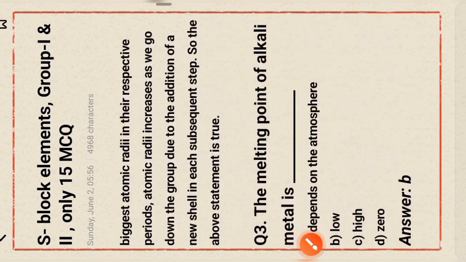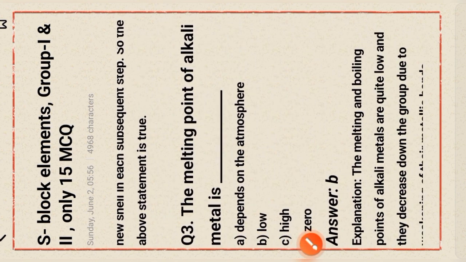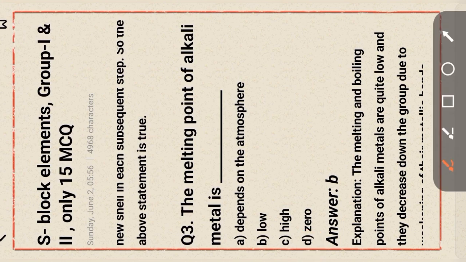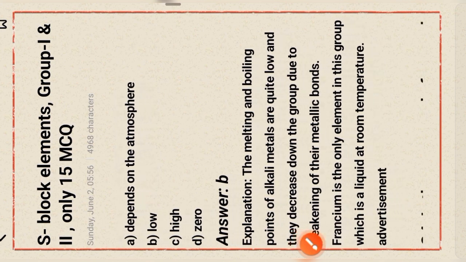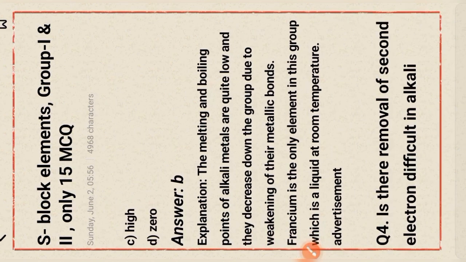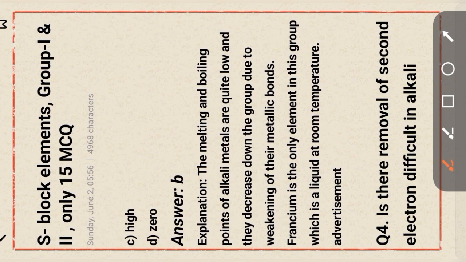Now the next question: the melting point of alkali metals is low. That is option 2. The melting point and boiling point of alkali metals are quite low, and they decrease down the group due to the weakening of their metallic bonds. But magnesium is not liquid at room temperature. Also, magnesium is not a radioactive element of group 1.